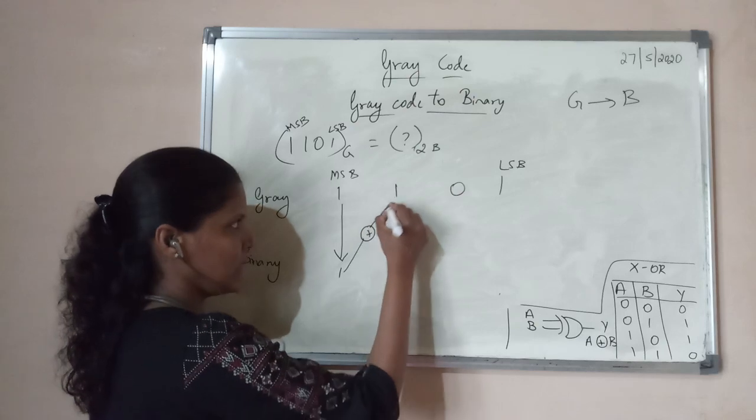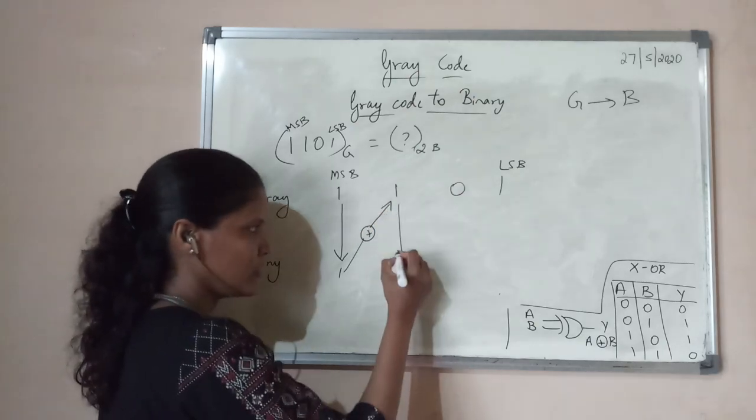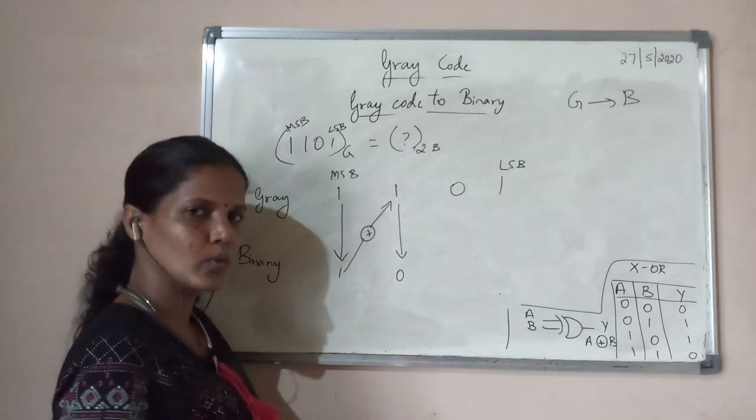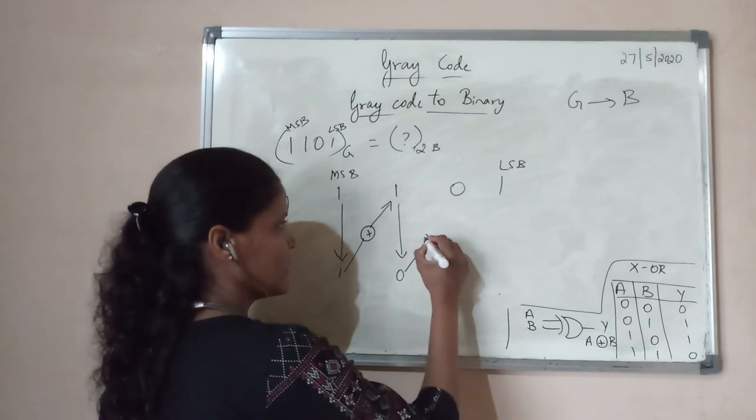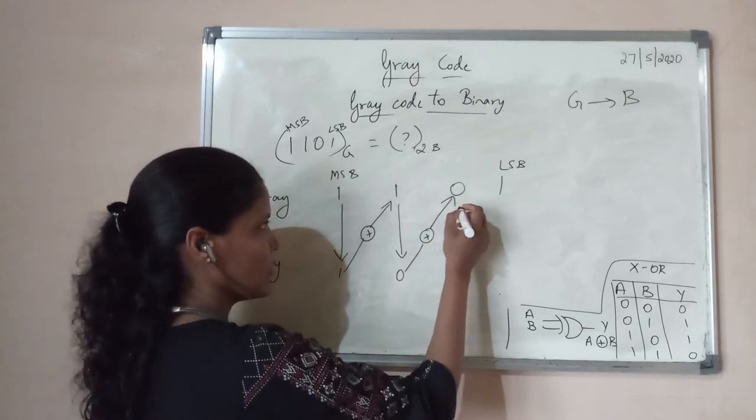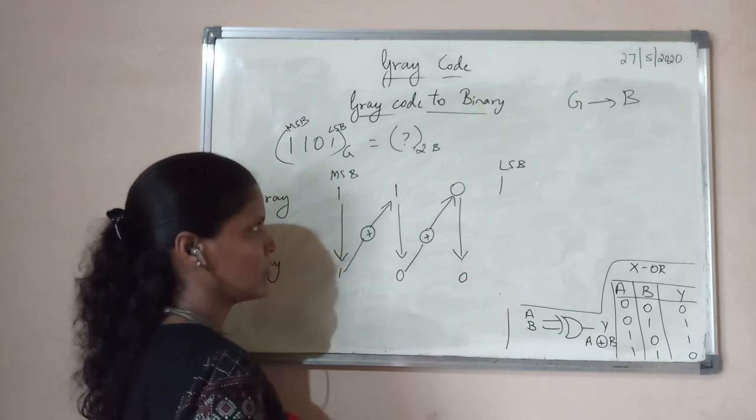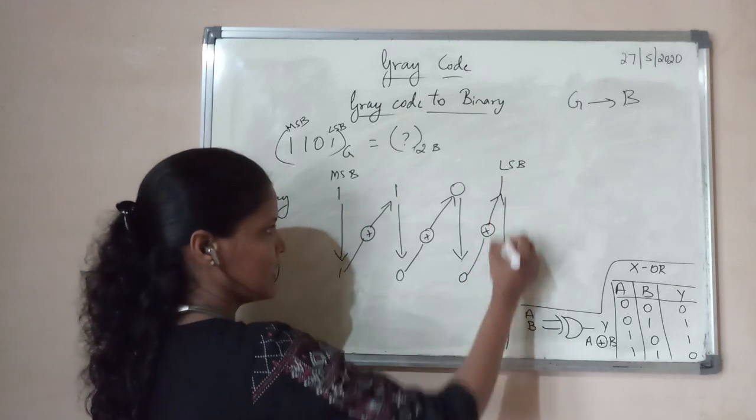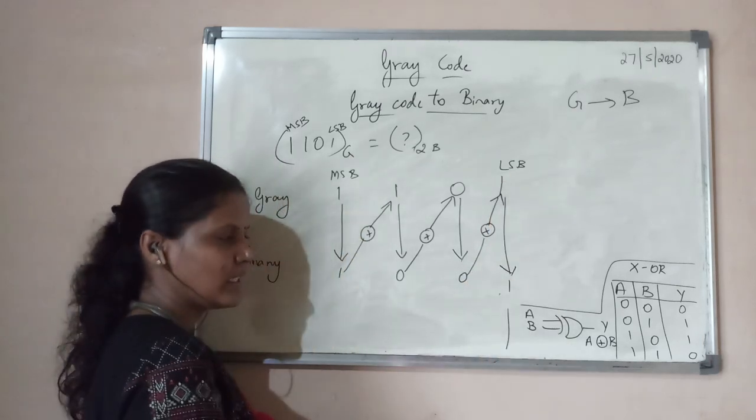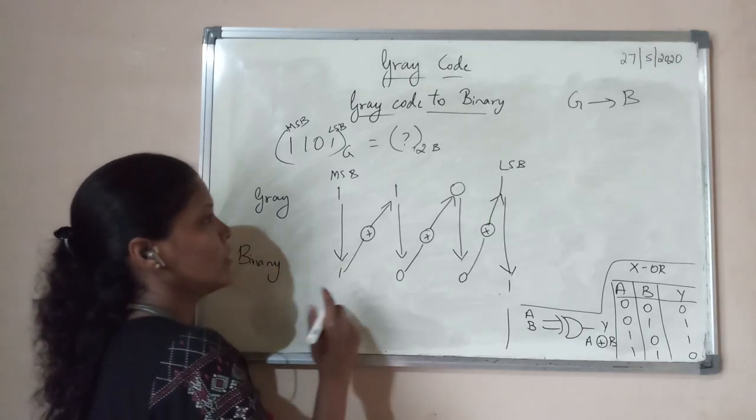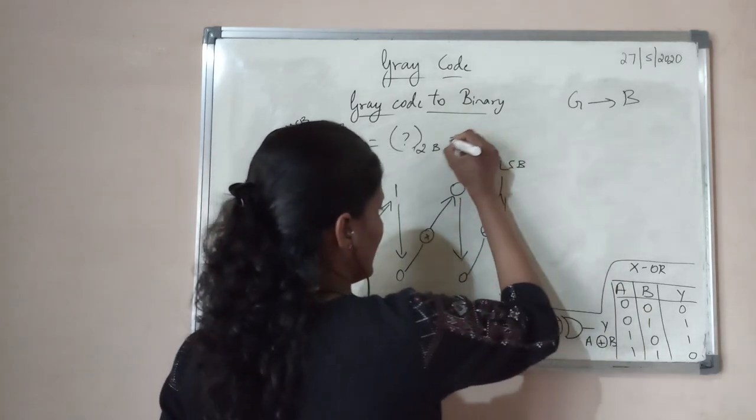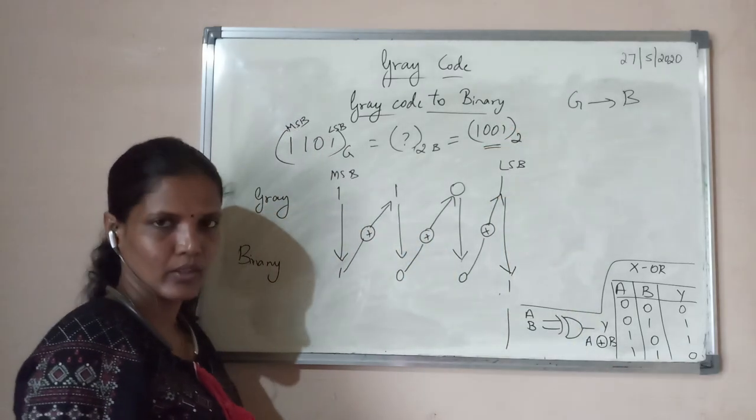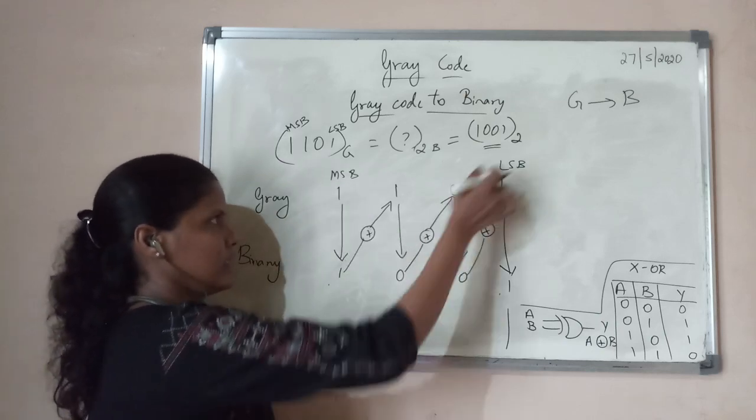This number and this number are XORed: 1 and 1, the output will be equal to 0. Now this must be XORed with this 0: 0 and 0, its value is equal to 0. Now this must be XORed with this 1: 0 and 1, the value is equal to 1. So 1101 to the base G, the answer is 1001 to the base 2. This is the MSB and this is the LSB.